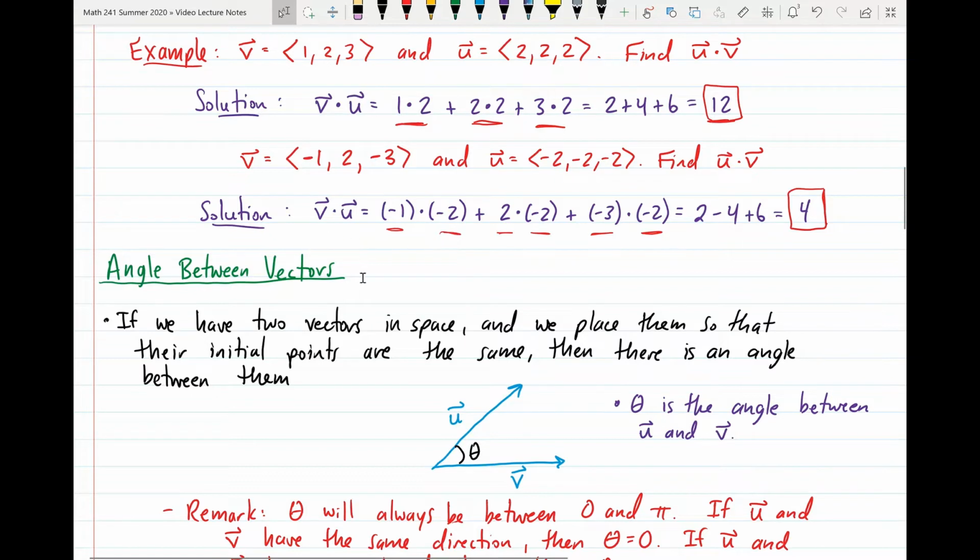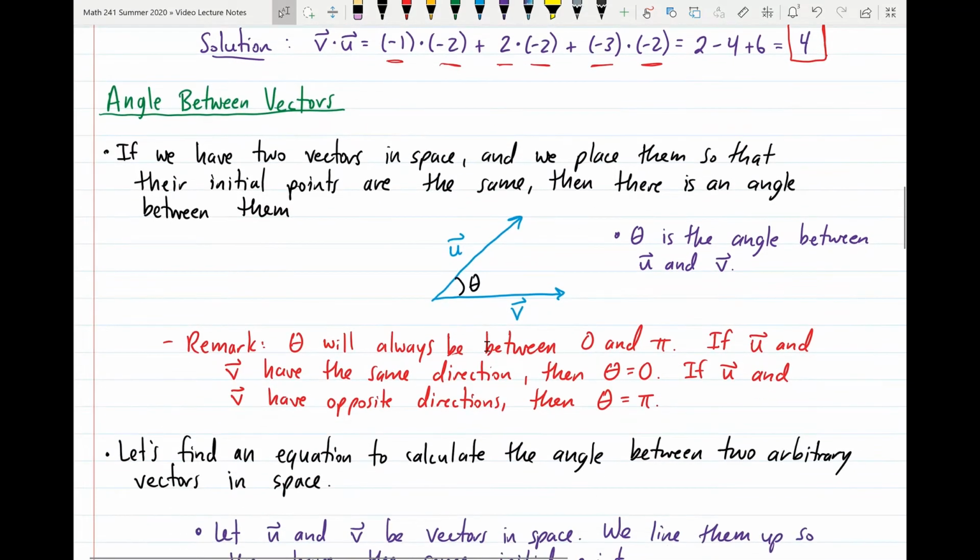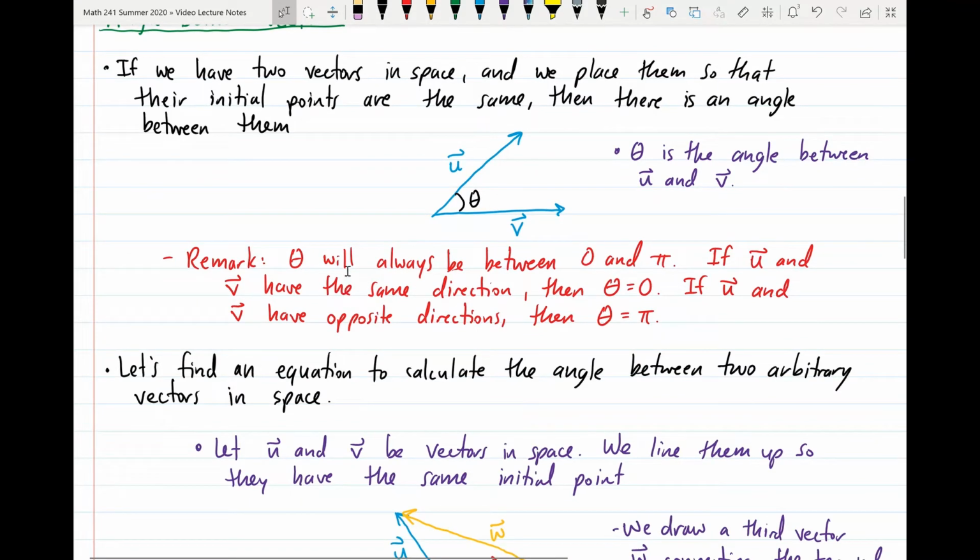All right, so let's move on to an application of the dot product right away to another concept for vectors in space. So if we have two vectors in space and we place them so that their initial points are the same, as you can kind of see in the diagram I have drawn right below there, then we have an angle that is created between our two vectors, which is the angle that I have denoted theta in the diagram. And let's note right away that theta will always be between 0 and pi.